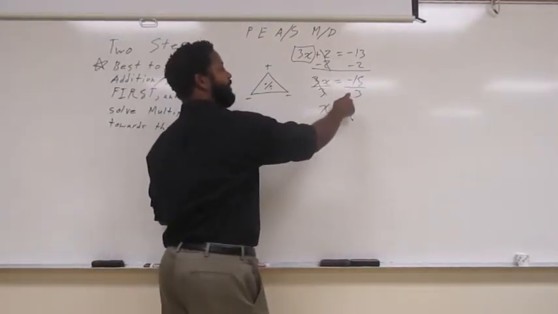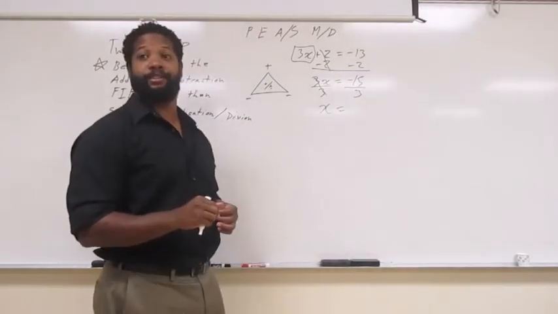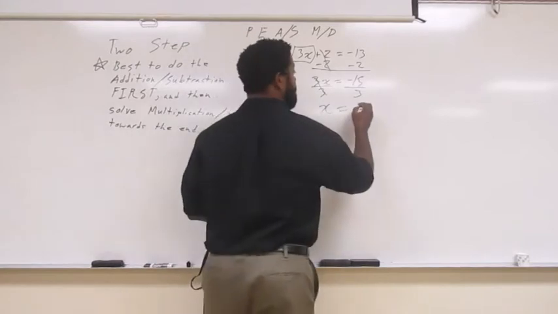Negative divided by a positive. Yes, your math is correct. 15 divided by 3 is 5. Good job. Okay?